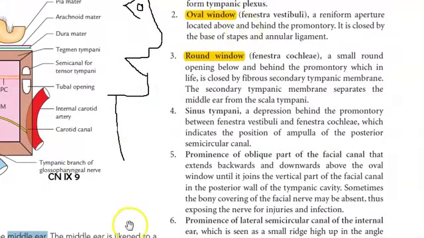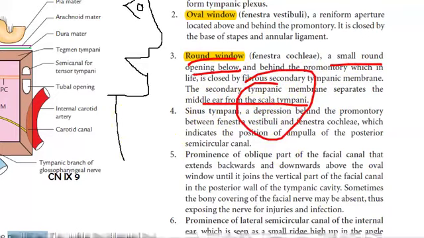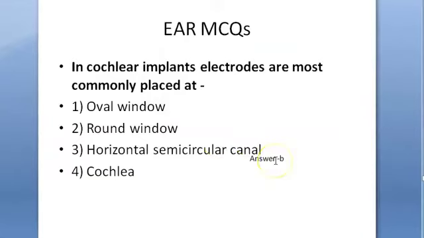See, oval window, stapes. Round window will do what? A small round opening. It separates the middle ear from the scala tympani. So this is what we want, right? So it should be round window. What is the answer? Round window.